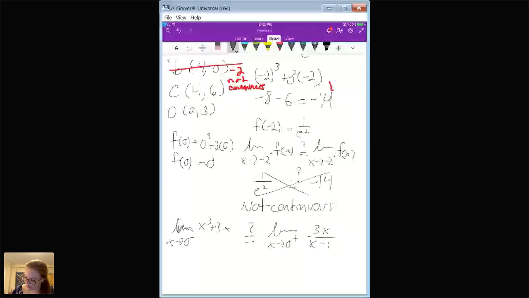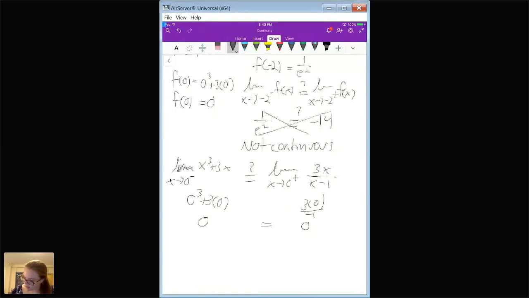Okay, awesome. So if we plug it in from this side, we get 0 cubed plus 3 times 0, so we get 0. If we plug it in from this side, we get 3 times 0 over -1, which is also 0. So does 0 equal 0? Yes. So we've got the limit as x approaches 0 of f of x is 0, and we have that f of 0 is 0.